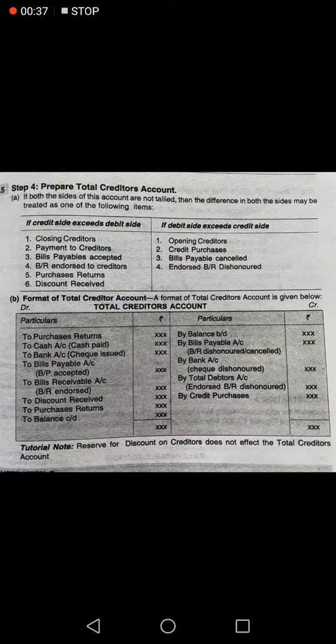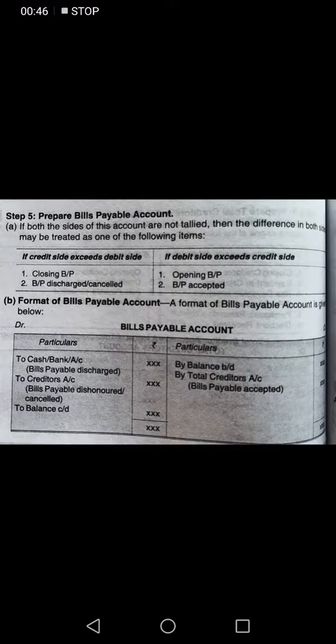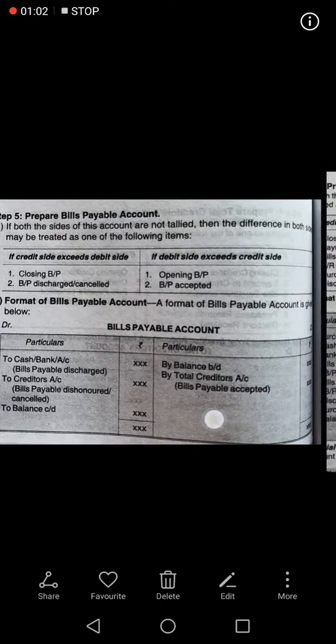So what are all the scenarios to be dealt with in creditors and bills payable? These two are interlinked. Bills payable is carried forward to total creditors, and bills receivable is carried forward to total debtors. Bills payable, firstly, the entry of purchase. What is the purchase entry? If it is for cash, purchases to cash, but if it is for credit, purchases to the name of the creditor.